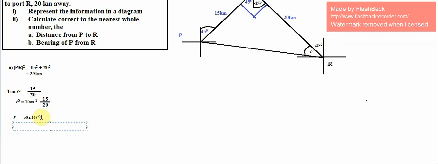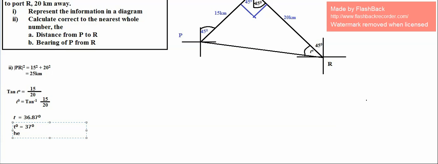So our T will be equal to 37 degrees, to the nearest whole number.